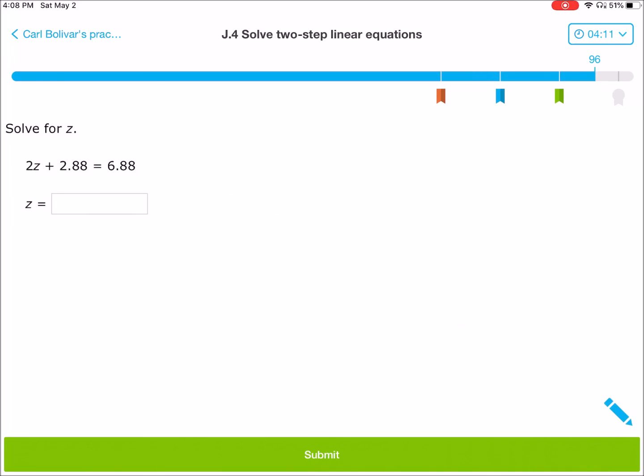Great. Cool. Now we have this. Please pause the video and solve it. Alright. I'm guessing that you solved it. So first I'm going to write it out. 2z plus 2.88 is equal to 6.88.